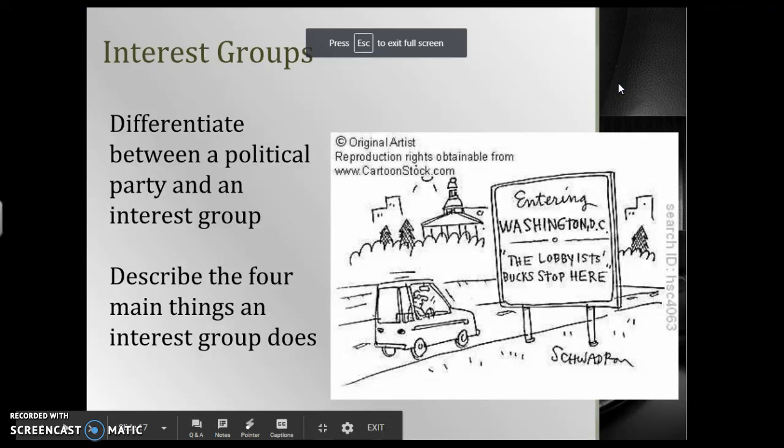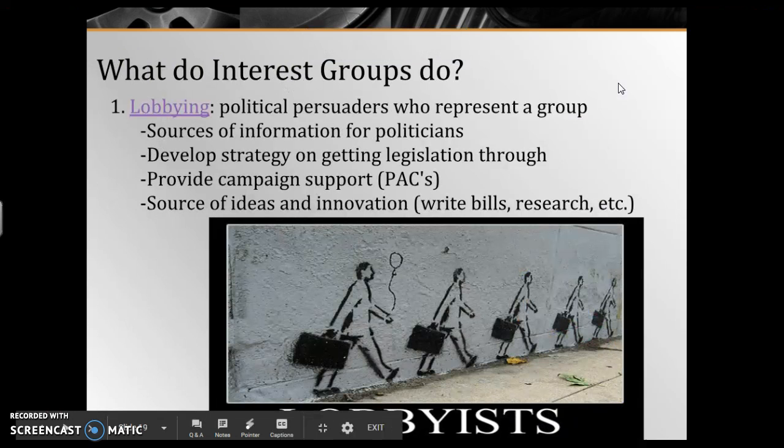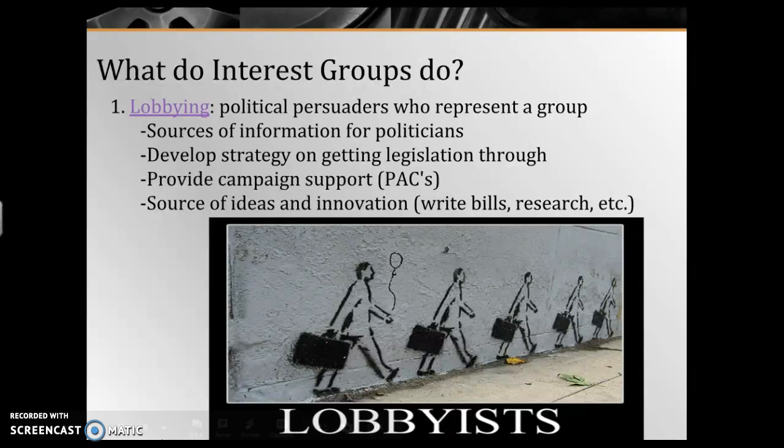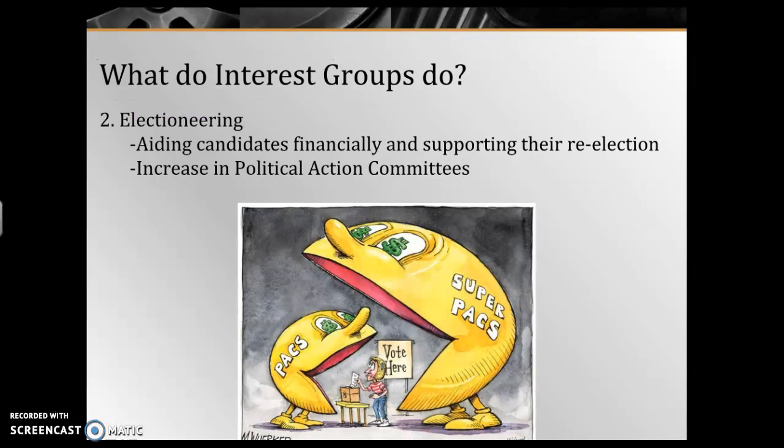So, interest groups, I believe we left off the other day. We had talked about what interest groups are, how they're different than a political party, and we talked about the very first thing that interest groups do. And the very first thing that interest groups do is lobby. And if you remember, we talked about that. They talk to congressmen. They try to get their ideas across.